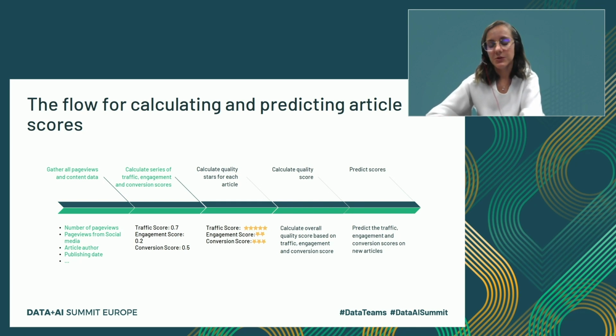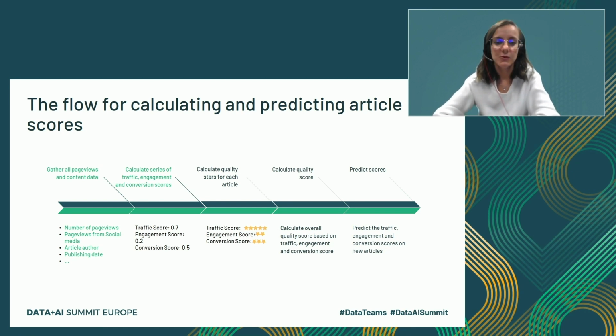Once we get the scores, we will calculate the quality stars for each article. An article can get from 1 to 5 stars on each of these scores. We calculate this using the distribution of the scores. Once we have the different scores for the 3 different areas, we want to calculate an overall quality score based on these 3 scores that we have previously calculated.